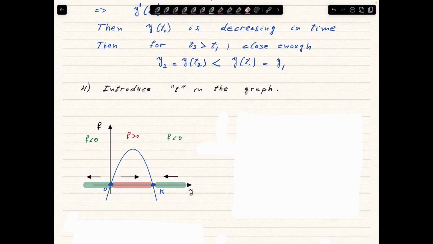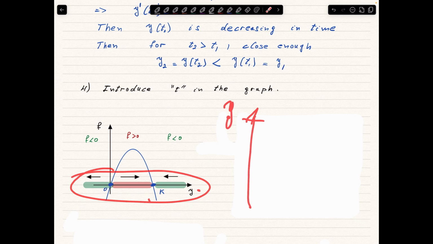So what we are going to do is get rid of this axis. We don't need it anymore. We only need the horizontal axis. We are going to put it as a vertical axis. And now we are going to put time here. And the information we have here, we are going to keep it.